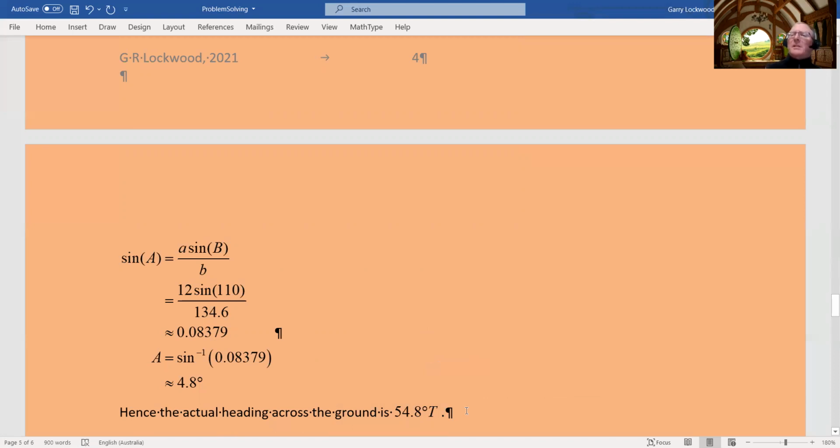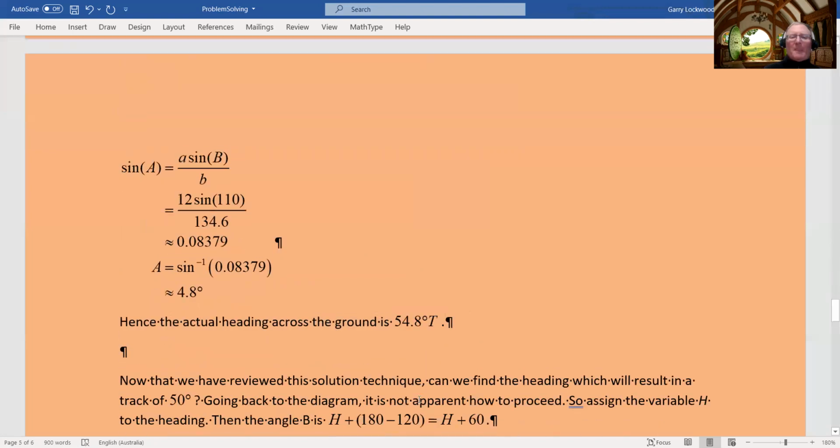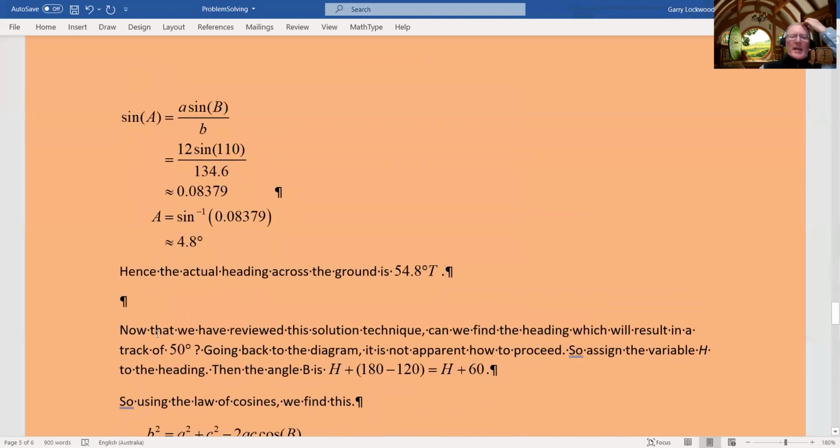And there are, of course, limits on how accurately you can point the nose of the plane anyway. If you meet a pilot who says, well, actually, I could point the aircraft in the direction of 54.87321 degrees, feel free to challenge him on that, or her. Okay, so that was the solution technique.